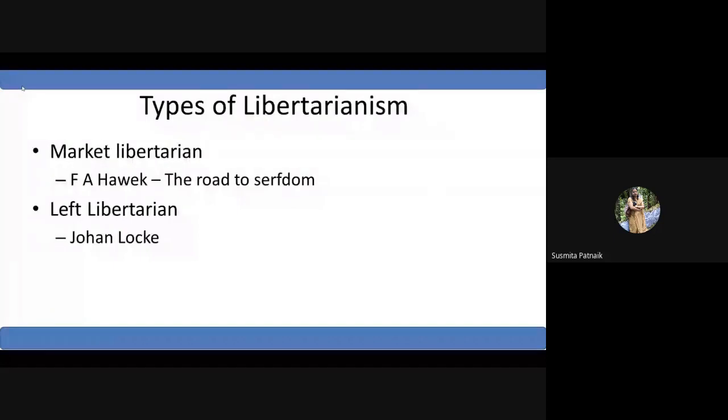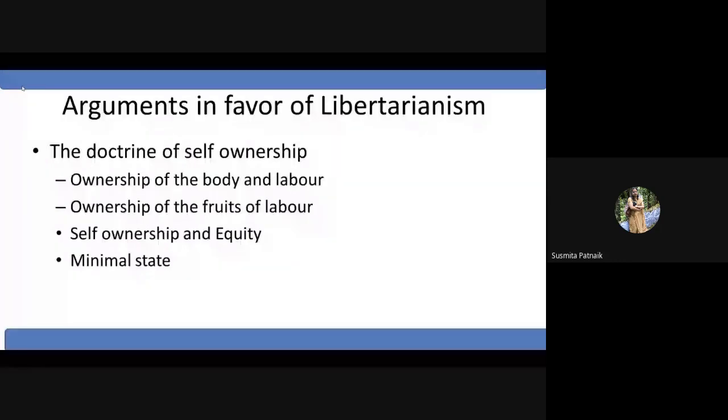Then the next one, left libertarian. Okay, so the merit of the libertarian, why the theory has been developed. Among the merits of the libertarian, there are different points. One is called the doctrine of self-ownership. What do you mean by the doctrine of self-ownership? In self-ownership, the market libertarians argued that it is not the part of the state to take the fruits of the labor.